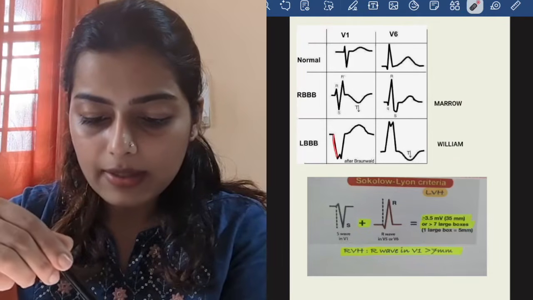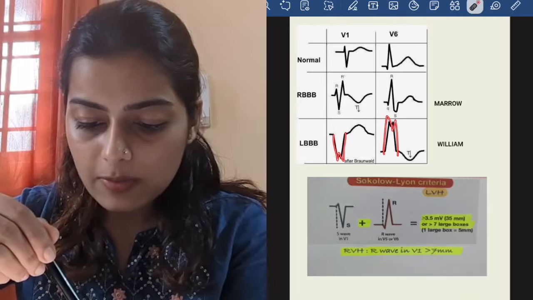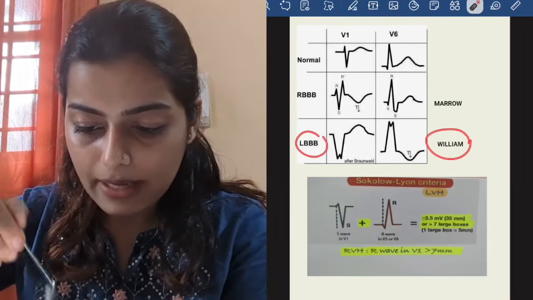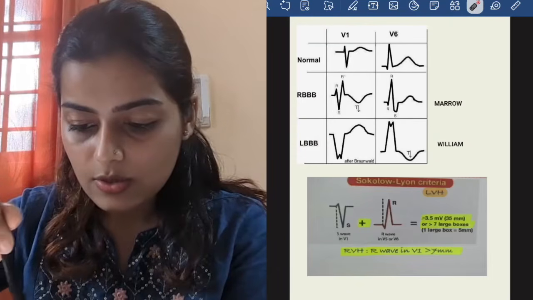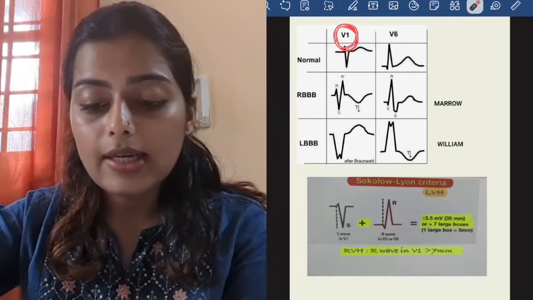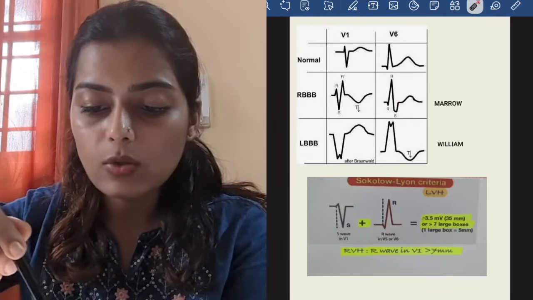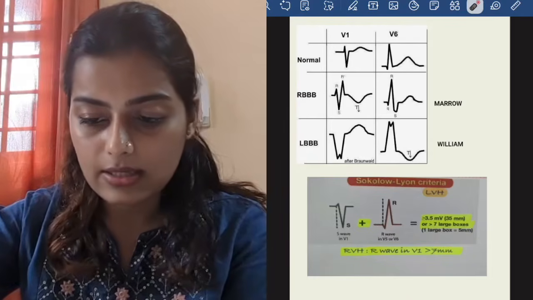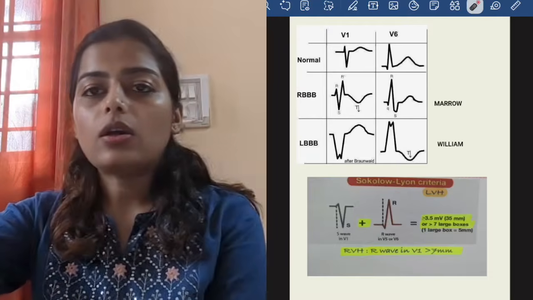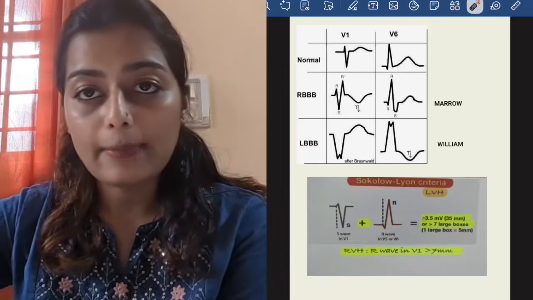Then comes left bundle branch block. There we use the formula William. So in left bundle branch block, you can see this W pattern in V1 and you can see this M pattern clearly in V6. So this is William and this is left bundle branch block. Just note that the leads that you should look for to identify right and left bundle branch blocks include V1 and V6.